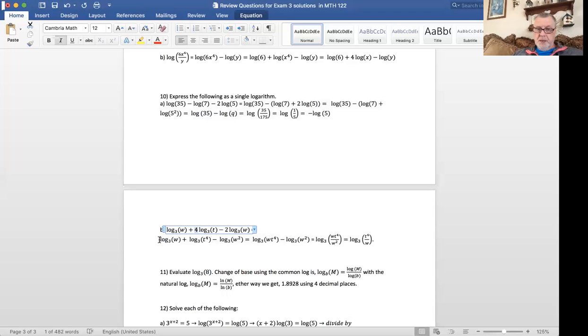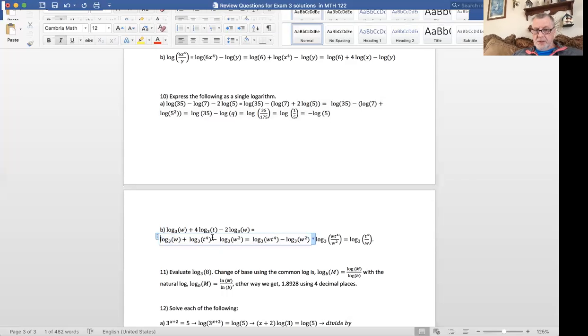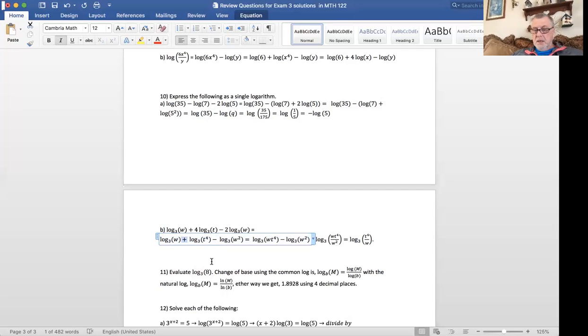Next, I'm going to look for addition. Every place there's addition, I'm going to write that as a single log. So there's addition right here, and I'm going to write this as a single log of w times t to the 4th. So log base 3 of w times t to the 4th, and then minus the log base 3 of w squared. Since this is minus, we're going to write a quotient, single log base 3 of the positive part over the negative part. Now note I have a w in the numerator and a w squared in the denominator, so I can reduce that and write it as log base 3 of t to the 4th over w.